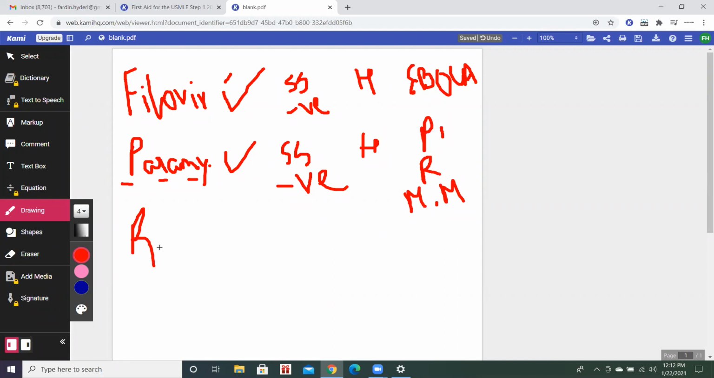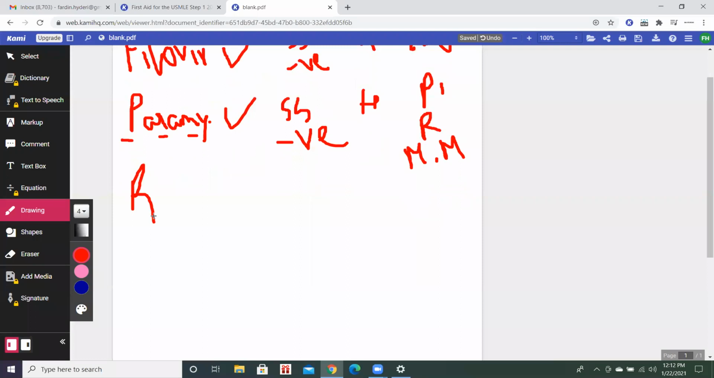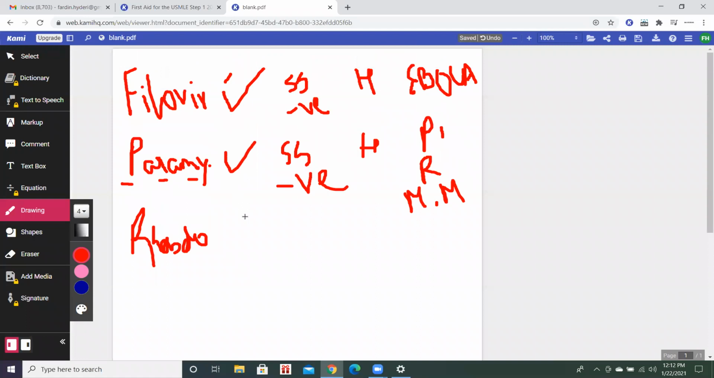R for... Rho is the wrong answer. Rhabdo. Very good. Rhabdoviridae. Is it enveloped or not enveloped? Enveloped. Single-stranded or double-stranded? Single-stranded. Positive or negative? Negative. Is it helical or not helical?